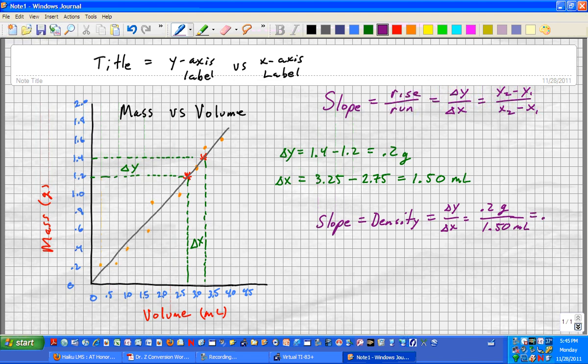So that's equal to 0.1333. Now, sig fig wise, I'm dividing at this point, so I'm going to count sig figs and then least limits. I've got one sig fig on top, three sig figs on the bottom. One is my least number of sig figs, so that means my sig fig answer would be 0.1 grams per milliliter.